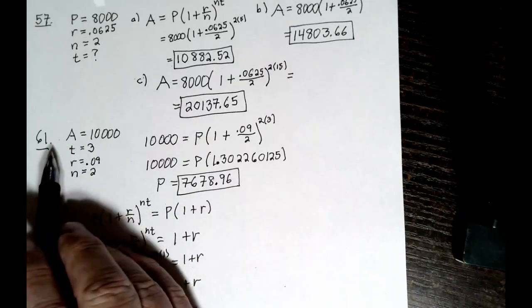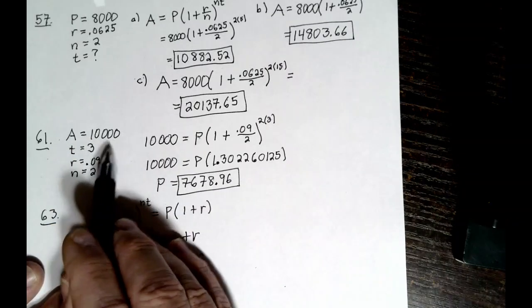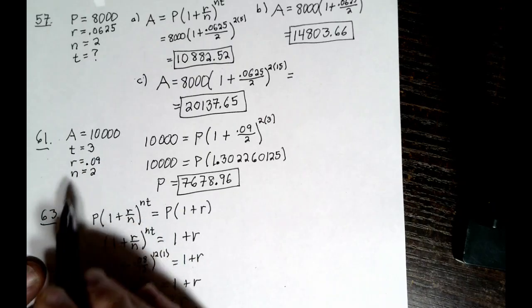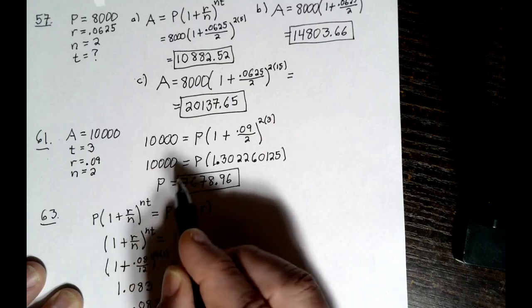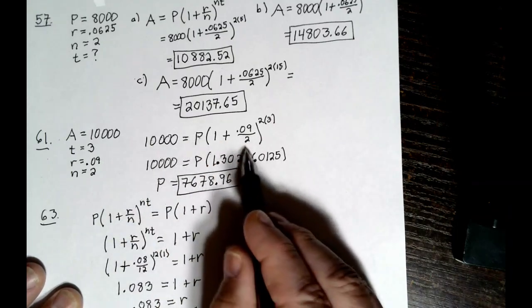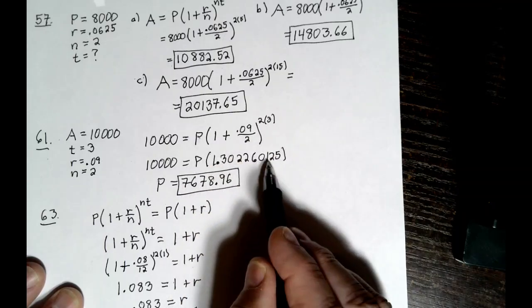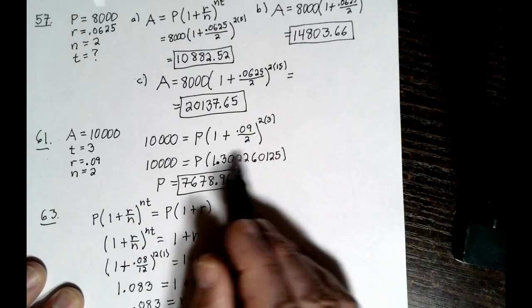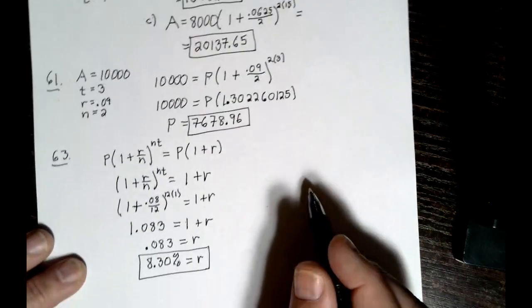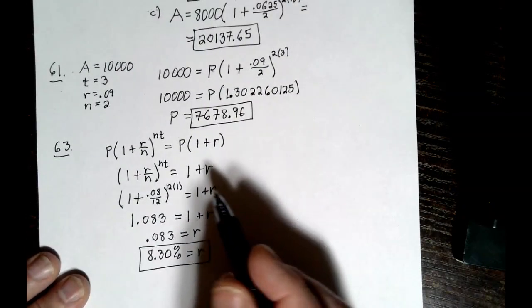Number 61 says you want to end up with $10,000 after 3 years at 9% compounded semi-annually. How much money do you have to invest? So you're trying to solve for P. So you know everything else. So this part you can crunch down to one number and then just divide both sides by this number, and you get 7678.96.